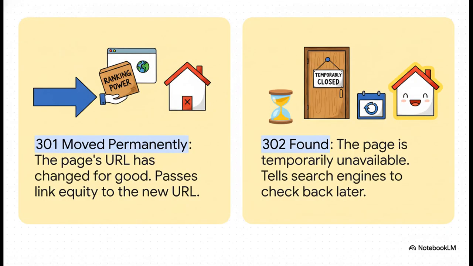Next up, in the 300 family, we've got redirects. Now, a 301 is a permanent move. It's like telling search engines, hey, this page is moved forever. Update your address book and pass all of its authority, its ranking power to this new URL. A 302, though, is temporary. It says, this page is just gone for a little while. Don't change your records, just come back and check later. And the difference is absolutely crucial. Using a 302 for a permanent move can cost you years of search engine trust.